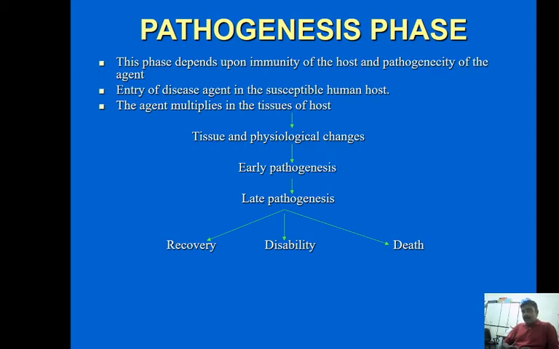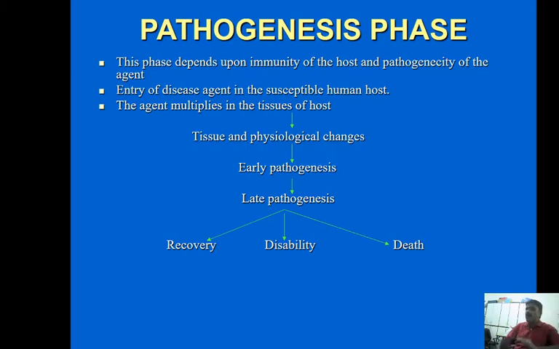Entry of the disease agent depends on the immunity. First is the immunity within the host, and the pathogenicity of the agent. If the agent is very pathogenic, then the immunity doesn't play a role. So based on the immunity, after entry of the disease agent into the susceptible human host, the agent multiplies, and the host responds. Physiological changes happen. Then there is early pathogenesis, then late pathogenesis, and then recovery, disability, or death.